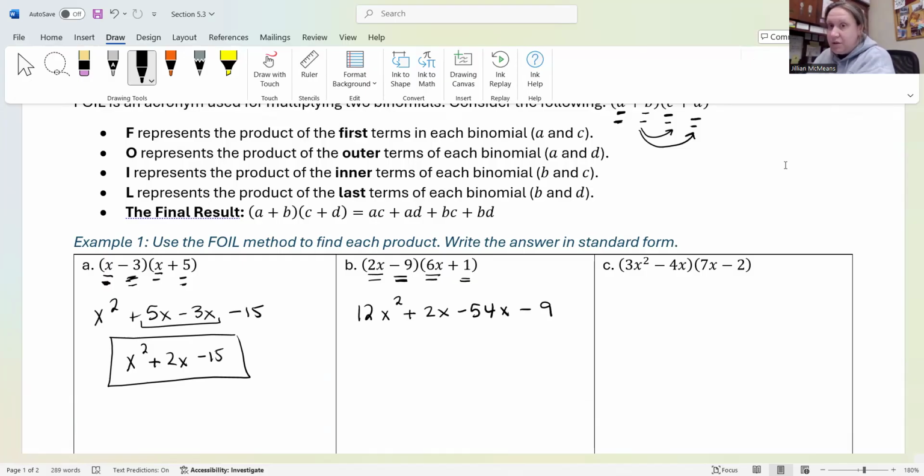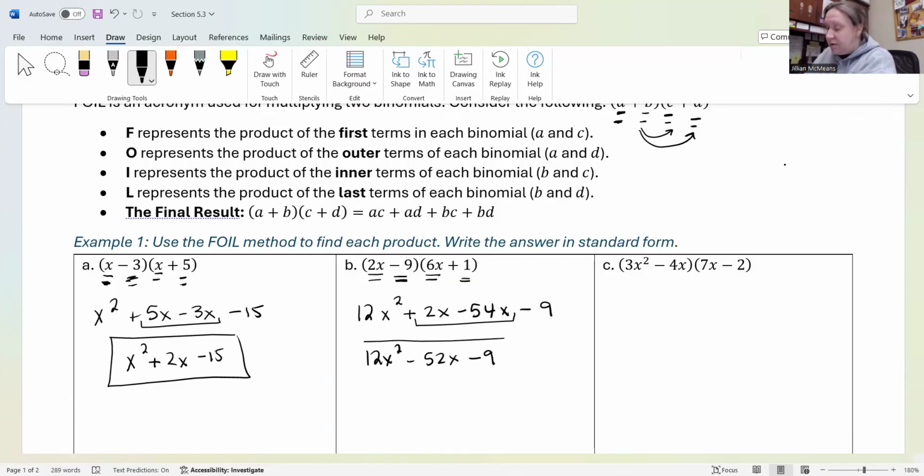And then again, always look to see if you can combine like terms. And just like the previous example, we do have two terms that have an x factor. We want one term with an x factor. So I'm going to take my 2, subtract 54. That's going to give me negative 52. And then I'm going to keep the x. So I drop down my 12x squared. There's nothing to combine it with. And then my x terms in the middle become negative 52x. And there's nothing to combine with negative 9. So I just drop it down.